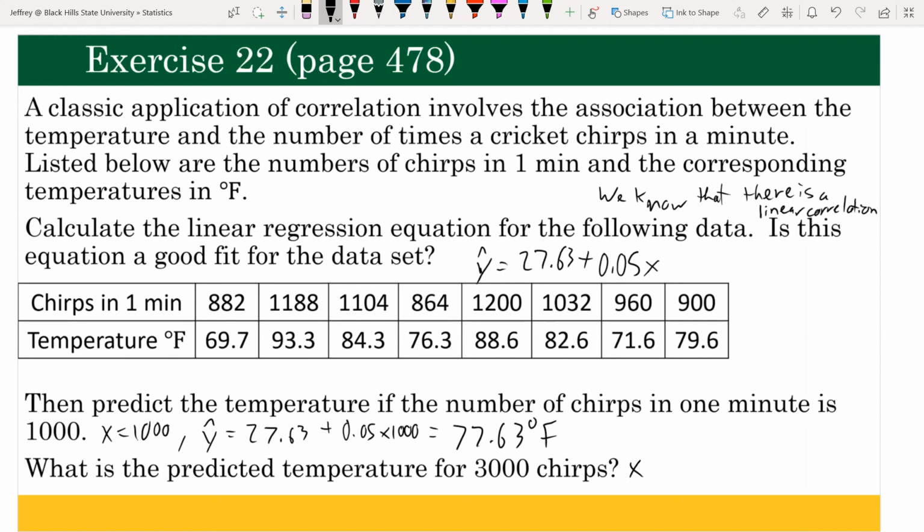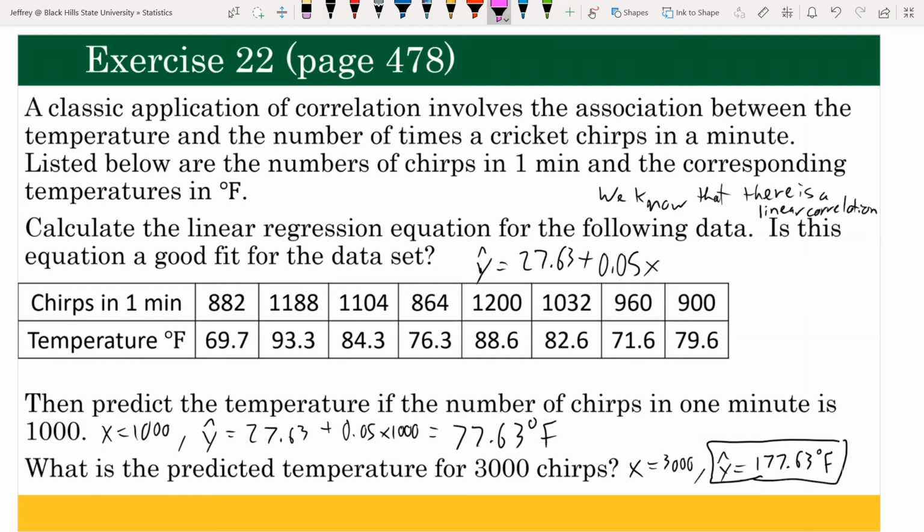Well, again, we would set x equal to 3,000, and we'd solve for y hat. And what do you know? It would be 177.63 degrees Fahrenheit. Now, I'm hoping you guys are panicking because this little critter is probably not going to live very much longer if he's still chirping. Obviously, this is very unlikely to happen. I would say this is probably a little too warm. And this is why you definitely do not want to predict anything outside of your data set.